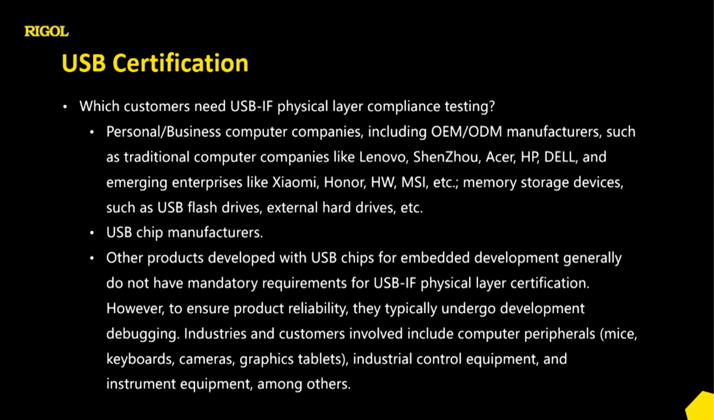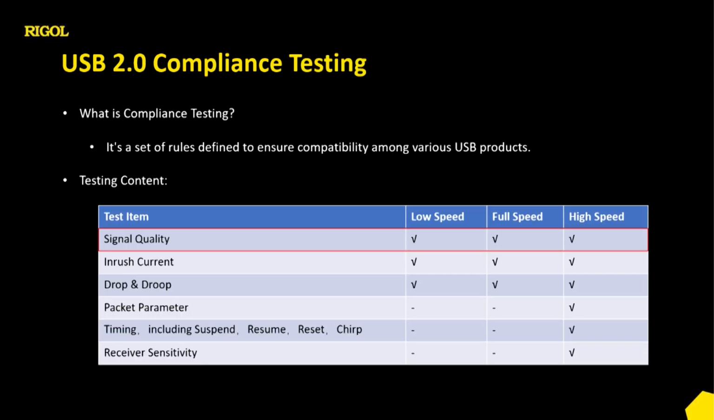The first group is personal or business computer companies such as Lenovo, Shenzhou, HP, etc. The second group of companies is memory makers, such as USB sticks. Also, the manufacturers of USB chips need to perform consistency testing. Products that use USB chips for development also undergo conformity testing and debugging to ensure reliability.